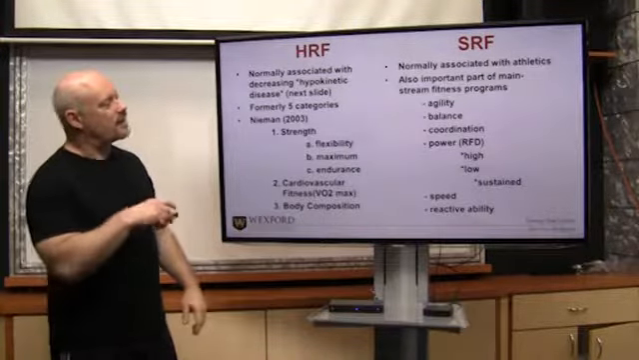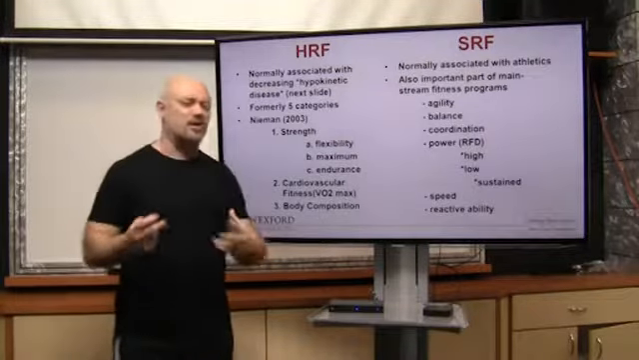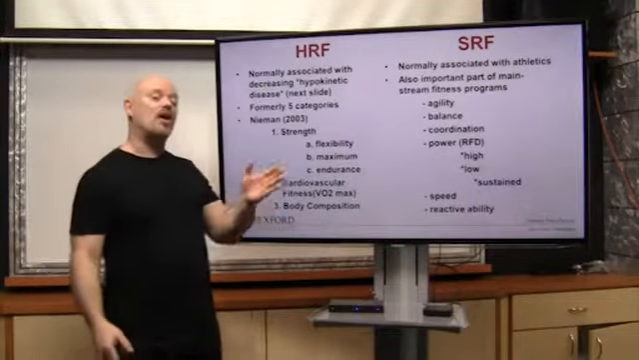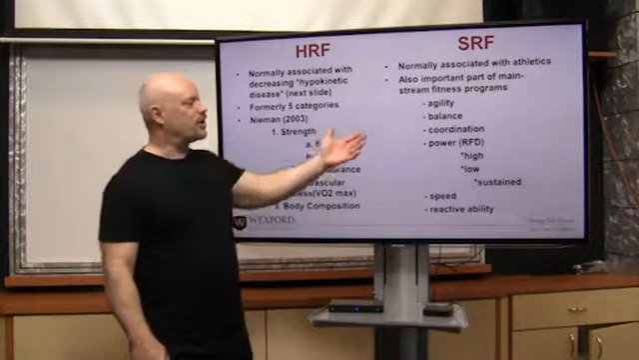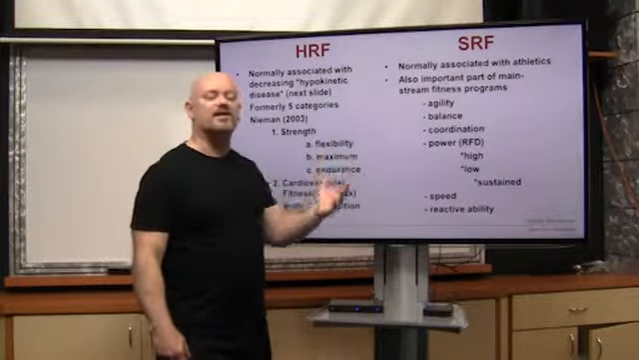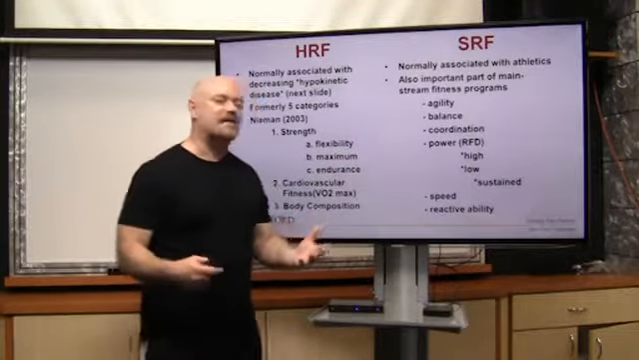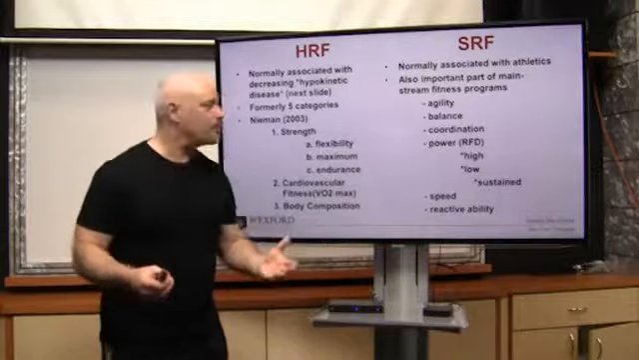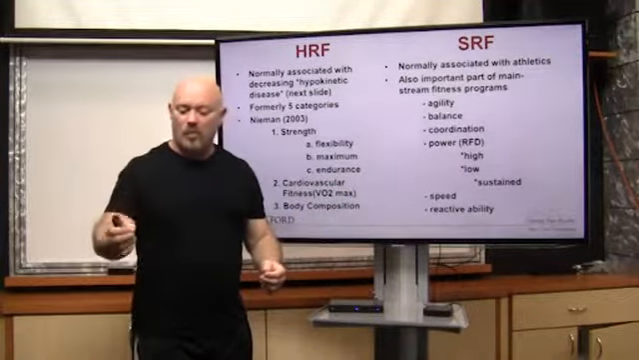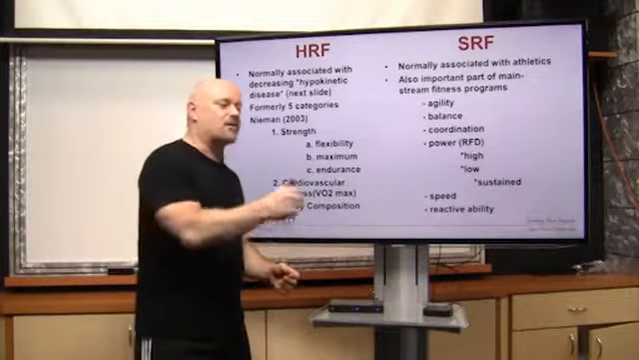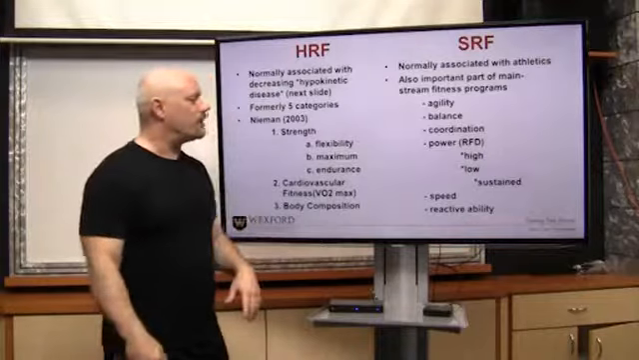Skill-related fitness, in the past, used to be normally associated with athletics. If you were highly skilled, you could do a certain activity. But this is also a part of mainstream fitness programs. Agility is the ability to change direction under control. Balance is just maintaining static equilibrium. Coordination is coordination of a movement from one movement to another, to another, or maybe they're all coordinated together to make one movement.